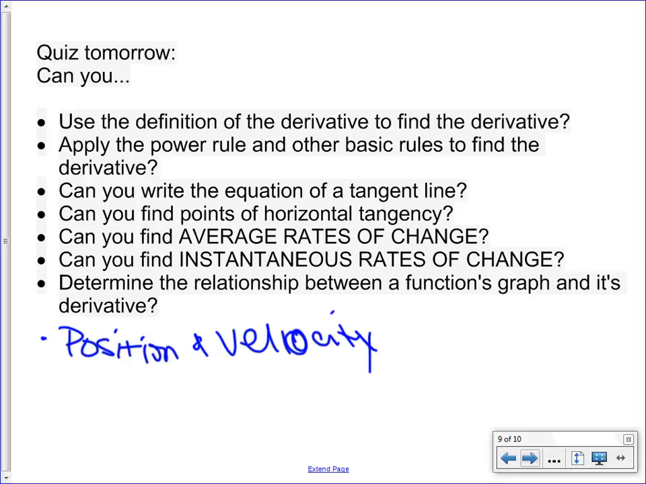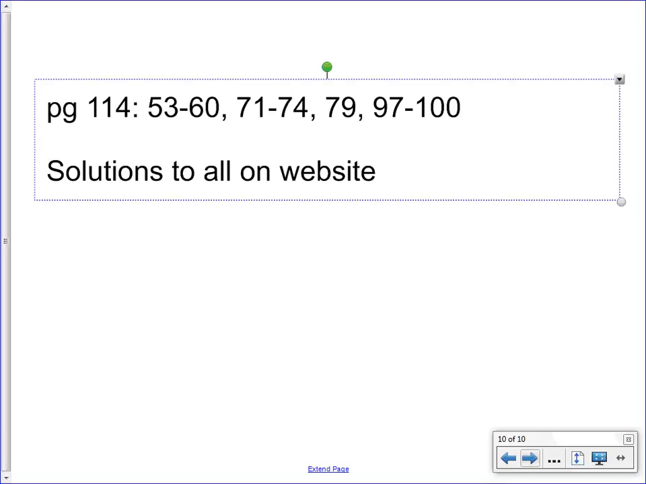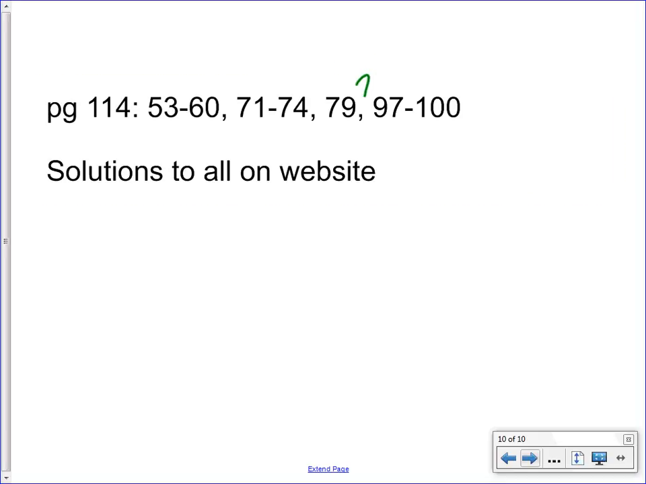Now, here is your homework for tonight, except I need to add in 93 and 95. These solutions are online on my website, so you can check your work for odd and even.